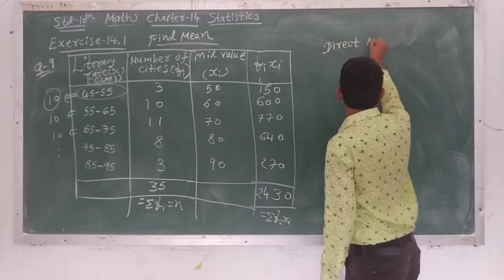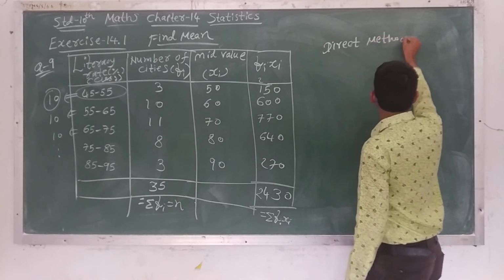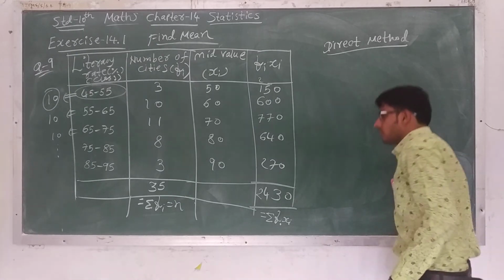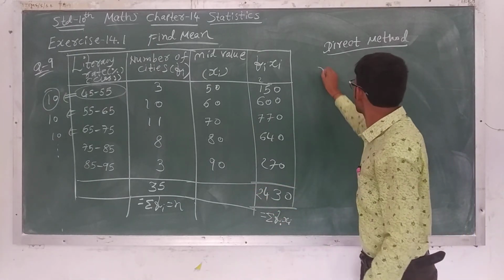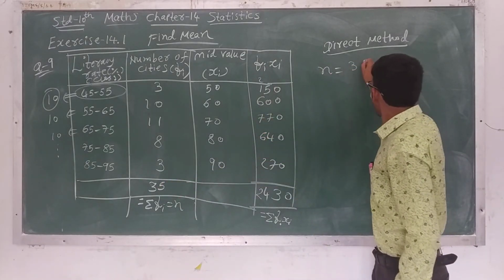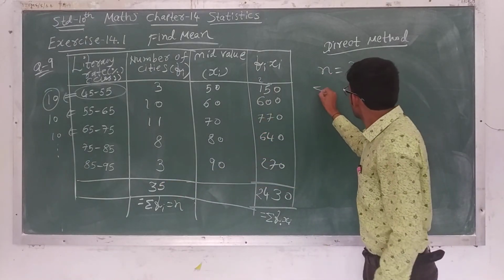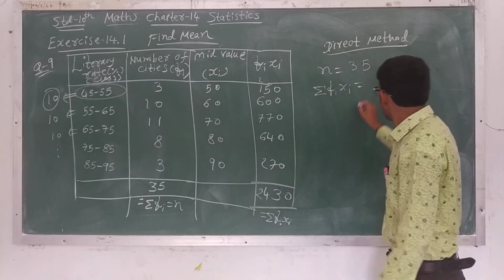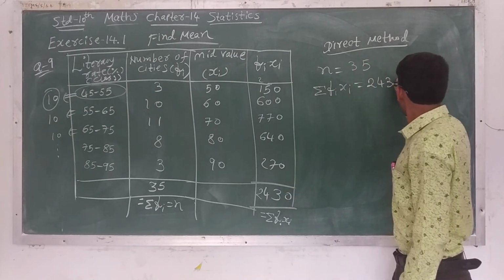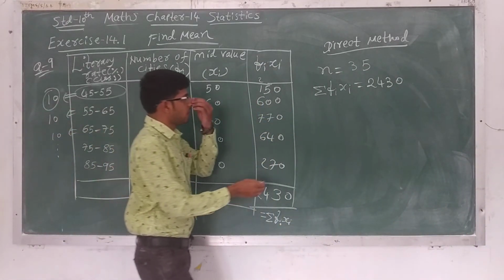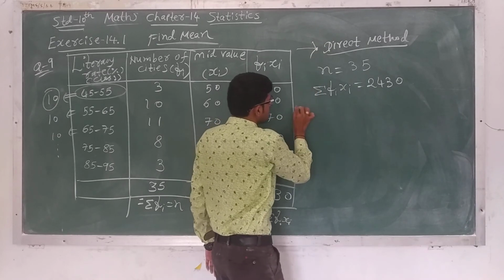Direct method. First of all, list out here the value of n. From the table, the value of n will be 35. So n is equal to 35. Sigma Fi xi is equal to 2430. Now we have to apply the formula of mean.